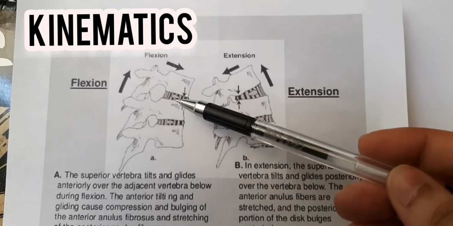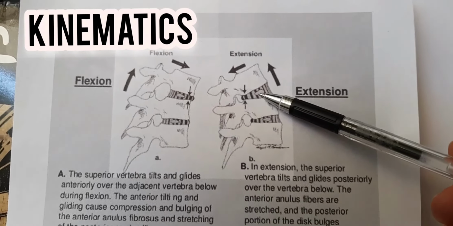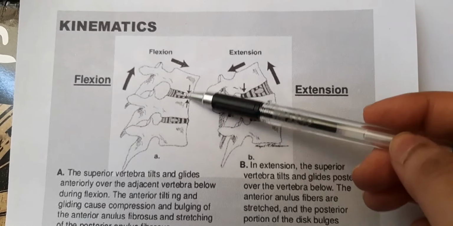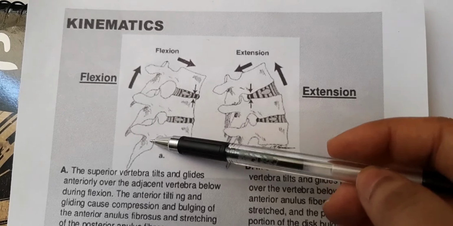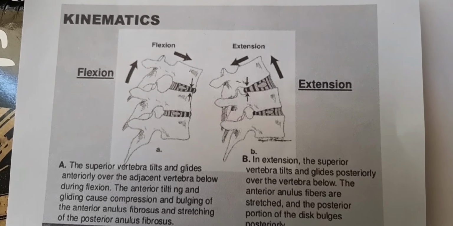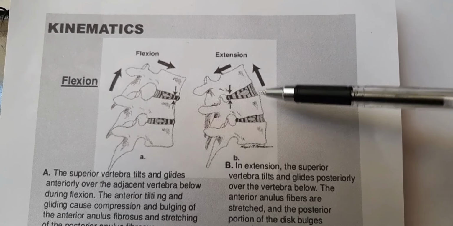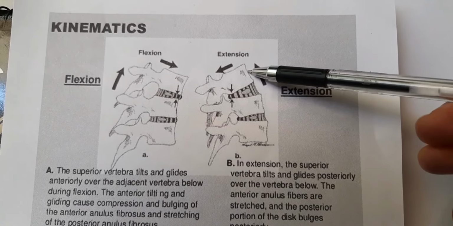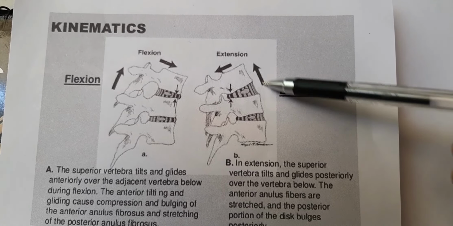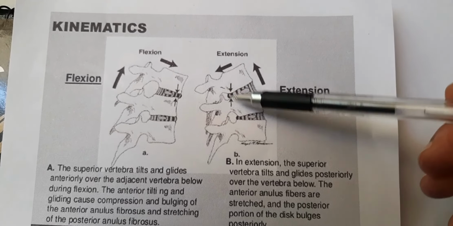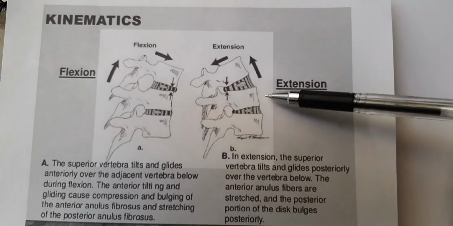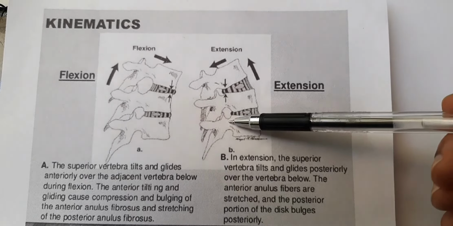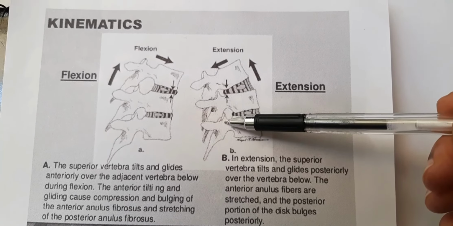So it's time to discuss the kinematics of flexion and extension. It's obvious that during flexion, the anterior portion compresses and the posterior portion comes under stress. During extension, you will see the anterior portion is stretched and the posterior portion compresses. Okay, so the annulus fibers are stretched and the posterior portion of the disc bulges posteriorly.